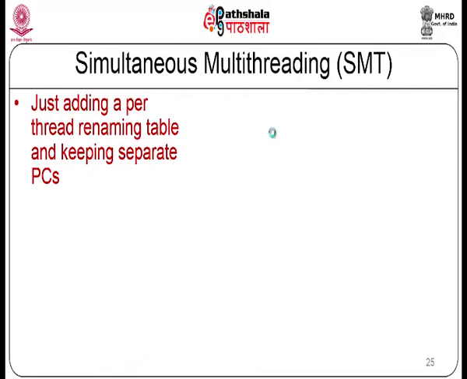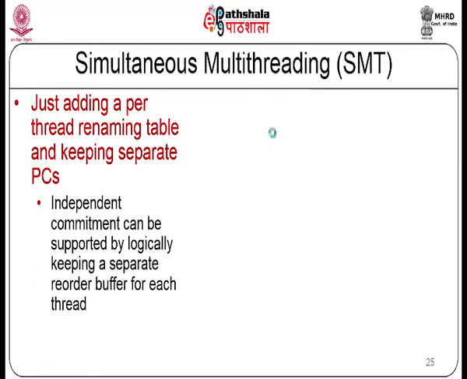For every thread you just add a renaming table and keep separate program counters and separate reorder buffers, and independent commitment can be supported by logically keeping a separate reorder buffer for each thread. So, with just minimal support added to the existing hardware, we will be able to do simultaneous multithreading, where we try to issue instructions from multiple threads of execution in the same clock cycle.